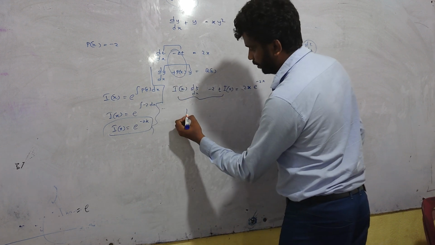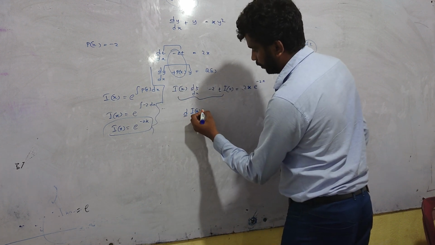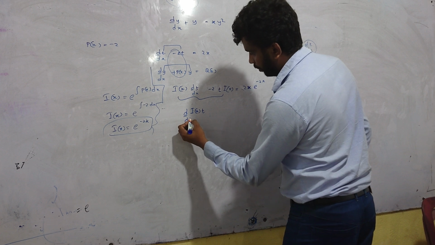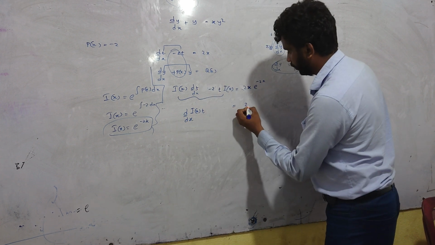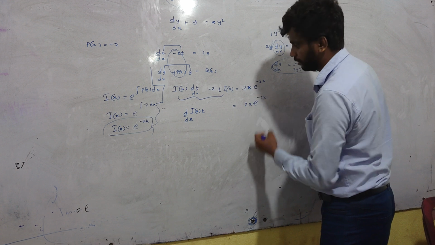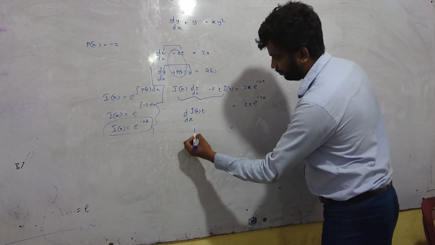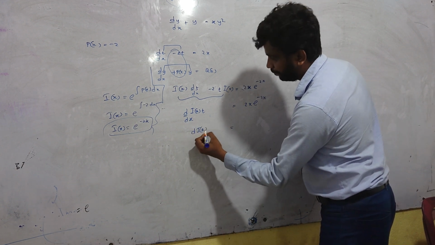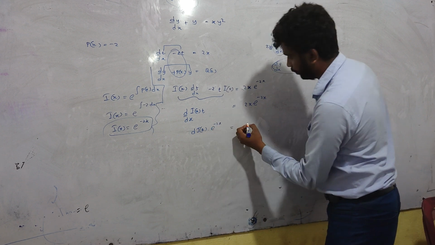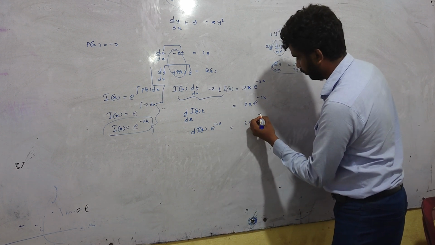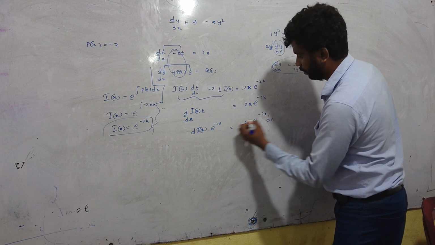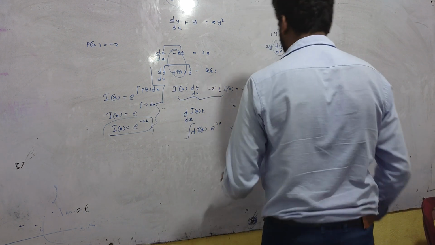So this is the derivative of the integrating factor times t with respect to x, which is 2x e to the power minus 2x. You can solve this now: the integral of 2x e to the power minus 2x dx. We can integrate both sides.